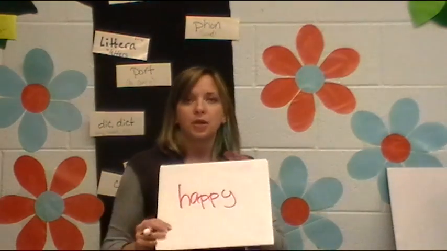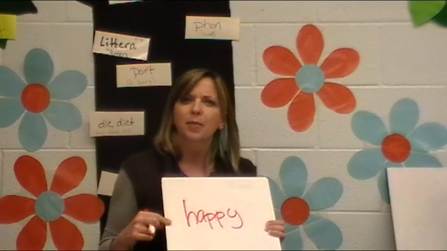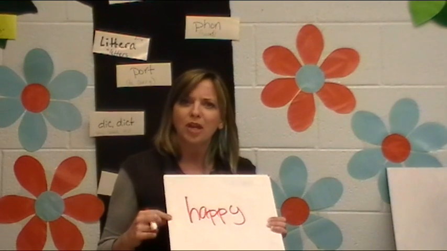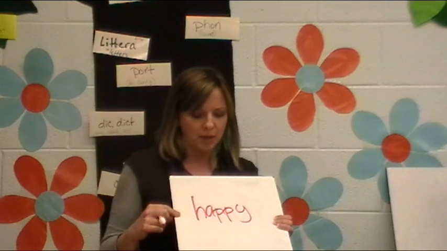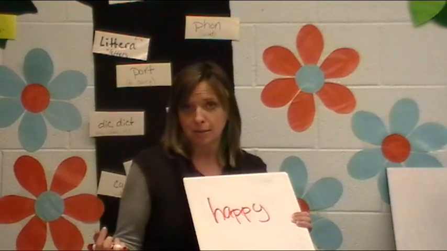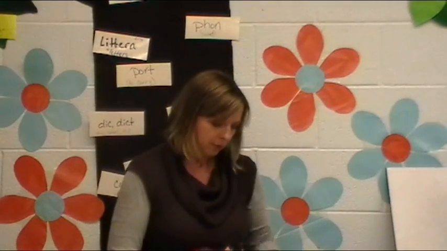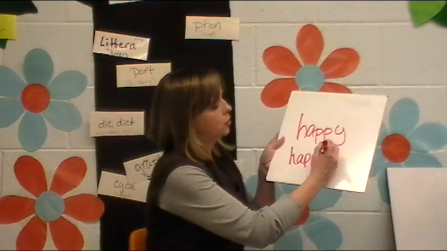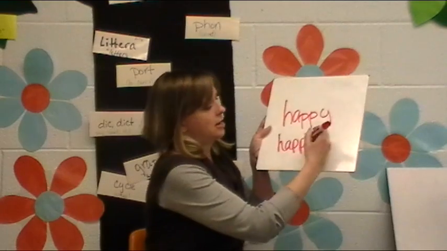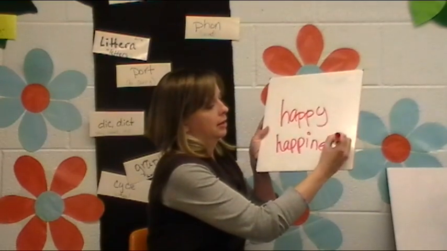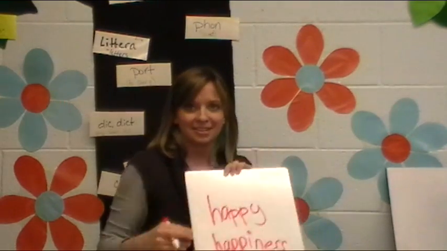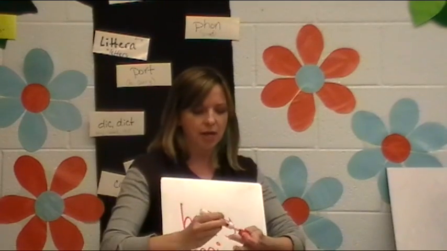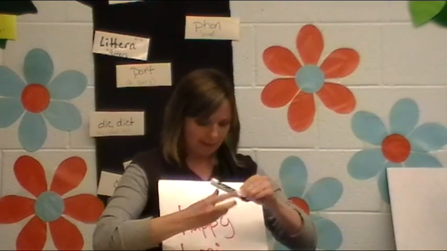Okay? So here I have the word happy. So let's think about what other words we could get from the word happy. Well, happiness is an example. What we would do is change the Y to I and add the suffix ness. Now what we've done is we've morphed it.